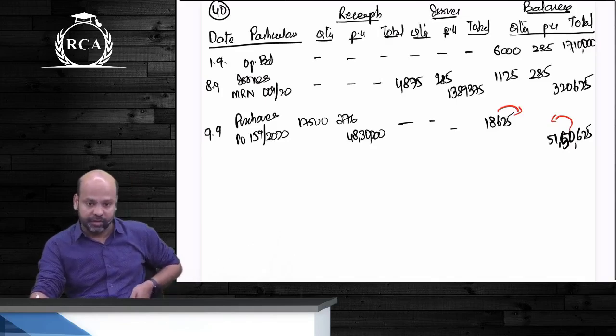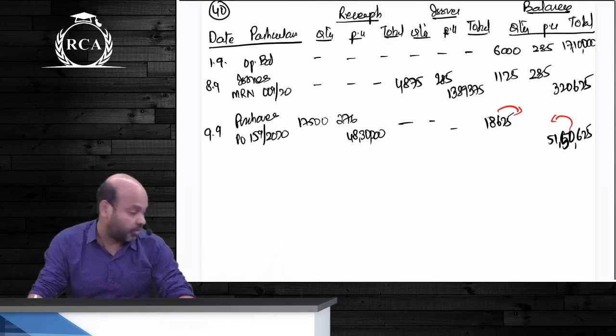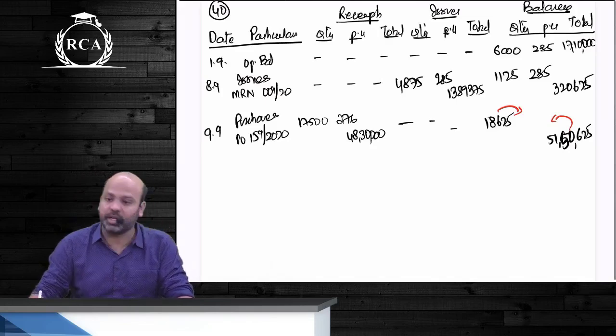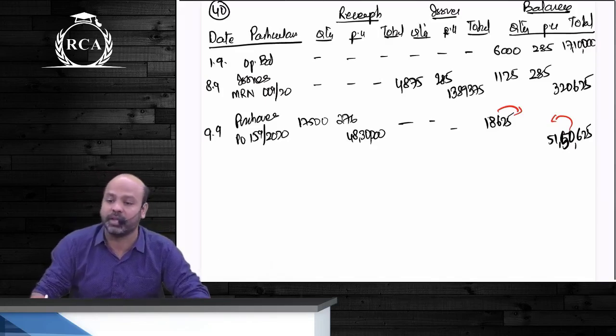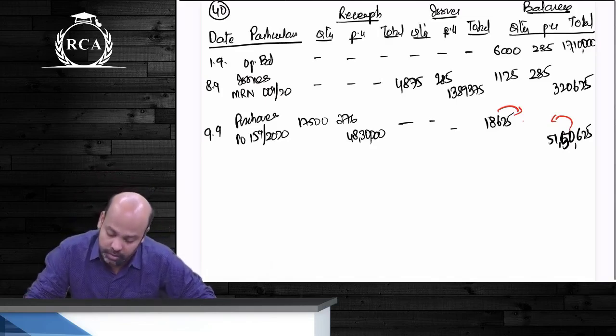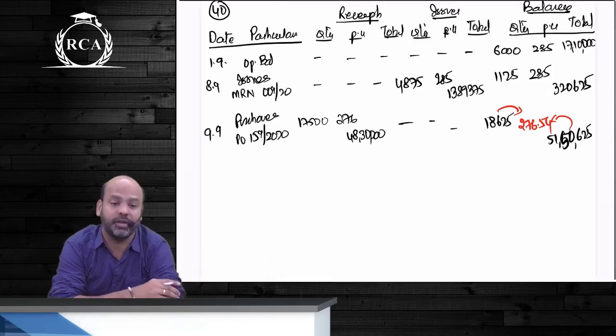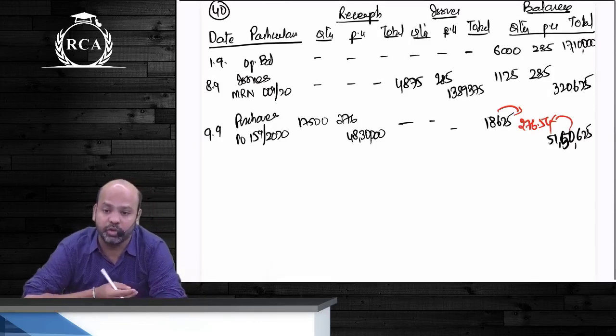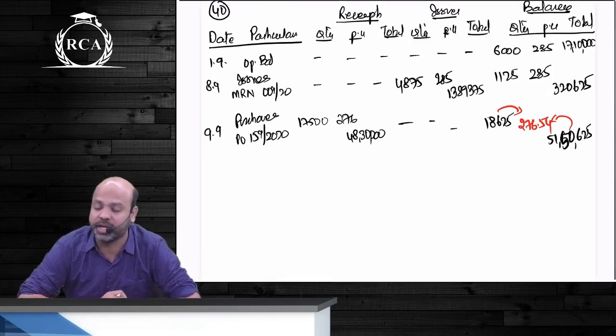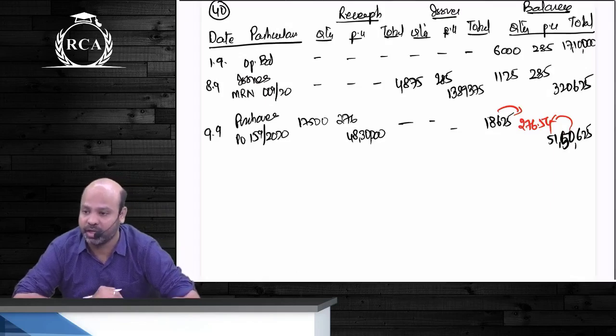You will have to divide 51,50,625 by 18,625 units. How much will that be? Our average cost per unit should be 276.54. That is weighted average method. You're supposed to add all the purchases divided by the total amount of units left.